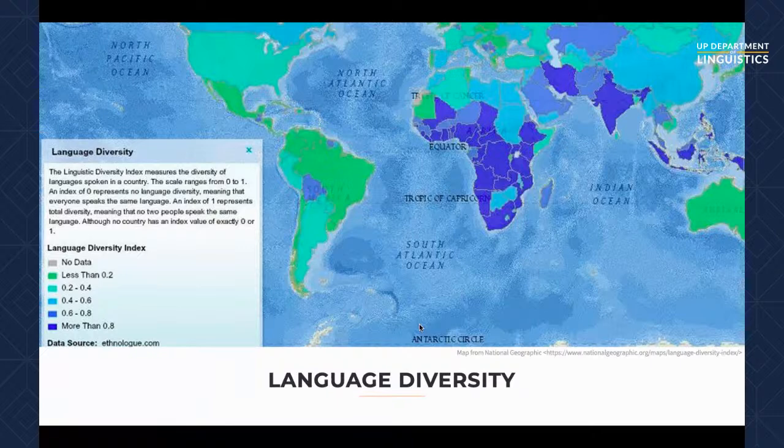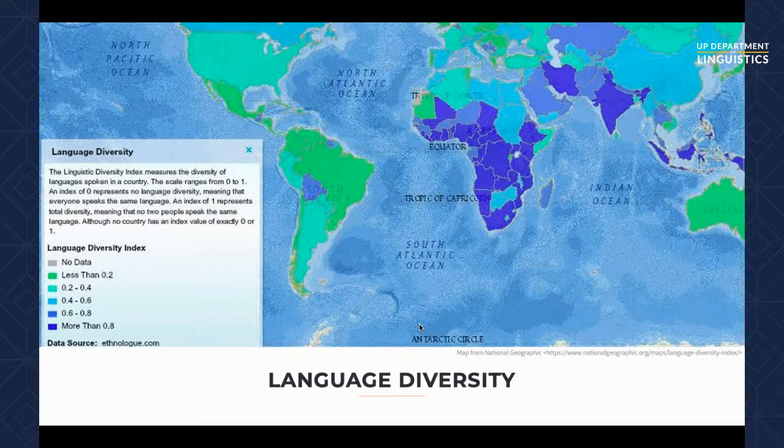And if we zoom in on the Philippines, the country, as you can see, is highly diverse with a language diversity index of 0.85. So what does language diversity index mean? An index of 1 means that no two people use the same language, whereas an index of 0 means that everyone uses the same language. And of course, no country has an index of exactly 0 or 1. This map is, by the way, from National Geographic and is based on the data from Ethnologue. So the Philippines is really diverse with 183 languages used by over 100 million people.